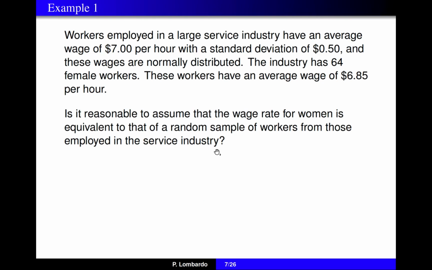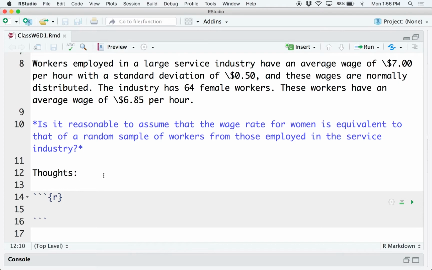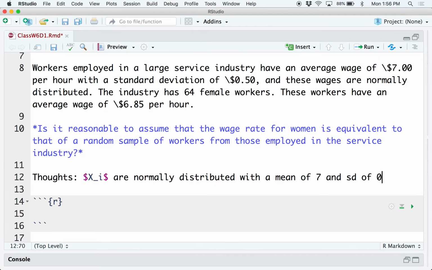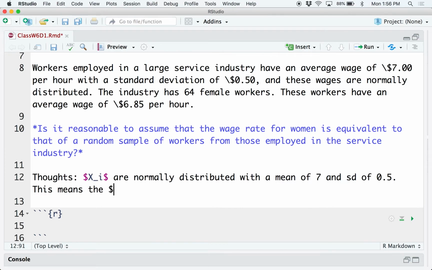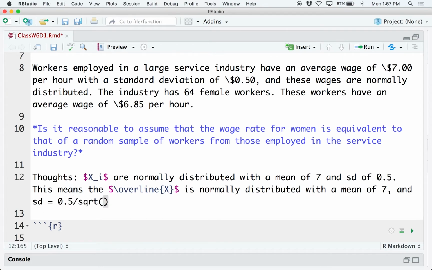So I'm going to jump over to R, and this RMD file should be in your snow day page, so you should be able to access this. And we're going to consider this question. So here's the thought. Same setup. We know that our samples, our xi's, are normally distributed with a mean of 7 and a standard deviation of 50 cents. All right. And using the baby central limit theorem, we know that the sample mean is going to have a very particular mean and standard deviation. So this means the sample mean random variable is normally distributed with a mean also of 7 and a standard deviation equal to 50 cents divided by the square root of our sample size. Now in our case, since there are 64 female workers, we're going to compare this against a random group of size 64. So we're going to divide this by the square root of 64.